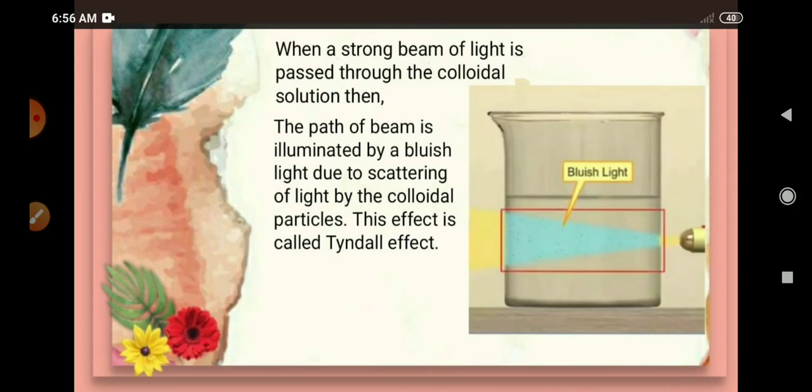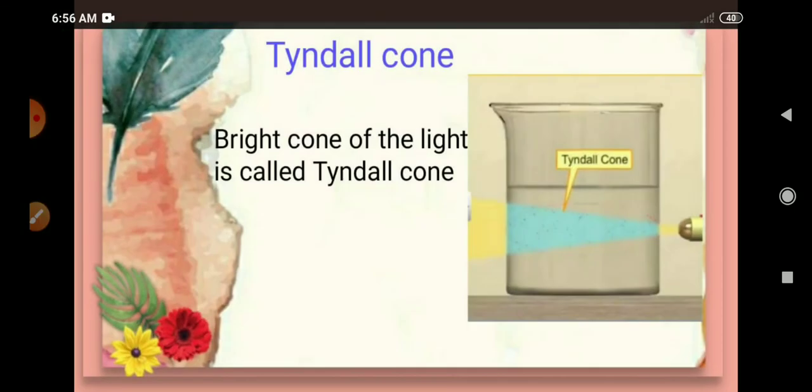So why does it happen? Because the particles present in the colloidal solution are actually scattering the light, and because of this we are able to view the path of it. And the bright cone of light which is observed here is called the Tyndall cone.